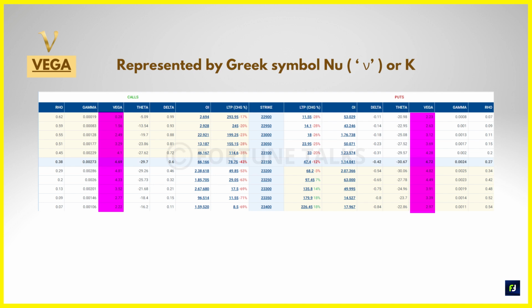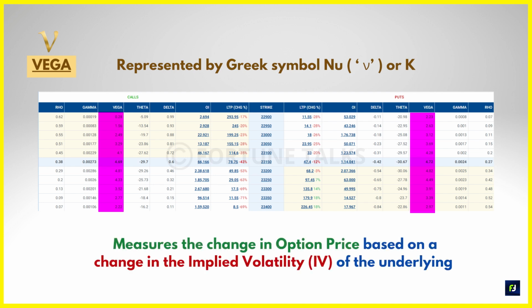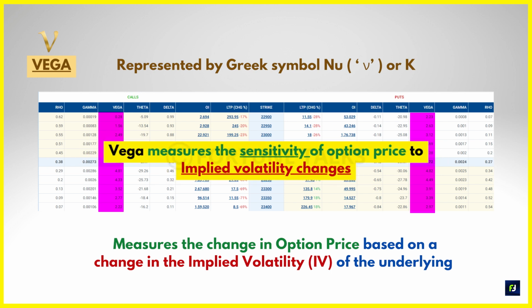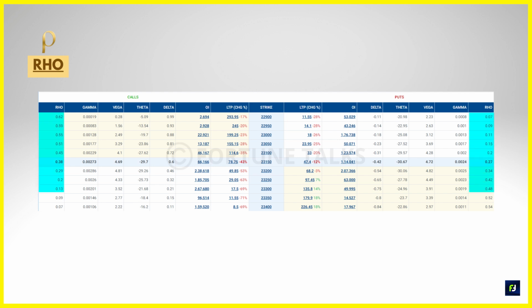The term Vega is commonly denoted using the symbol K. Vega measures the change in an option's price based on a 1 point change in the underlying asset's implied volatility or IV. So, to put it simply, Vega measures the sensitivity of option price to changes in the volatility of the underlying. Now, the final Greek is rho.